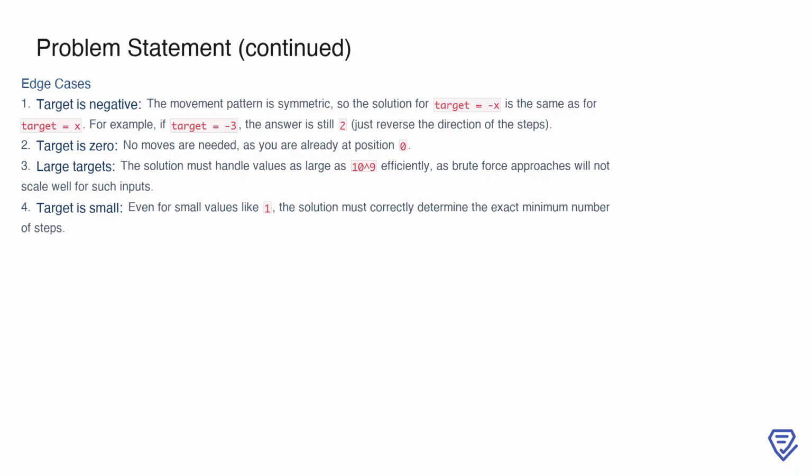Second, if the target is 0, no moves are needed since you're already at position 0. For large targets, the solution must be efficient and able to handle numbers as large as 10 to the power of 9, as trying every possible move would be computationally expensive. Lastly, for small targets like 1, the solution should still calculate the exact minimum number of steps required. These considerations ensure the approach works for all possible inputs.